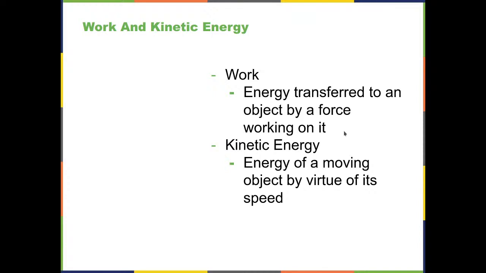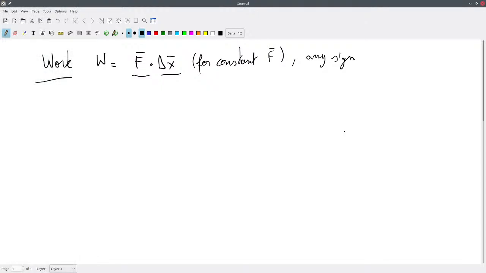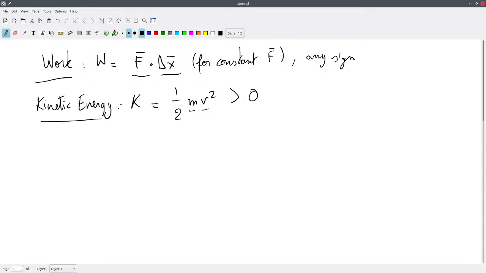The kinetic energy is the energy of an object by virtue of its speed, and so we introduced an expression for that. Kinetic energy, give it the symbol K, is 1/2 mv squared. So this is a quantity that depends on the mass and the speed, or the velocity if you wish, but since we square it, the direction doesn't actually play a role. And this will always be positive, or zero only if the speed is zero. So this is always a positive quantity.